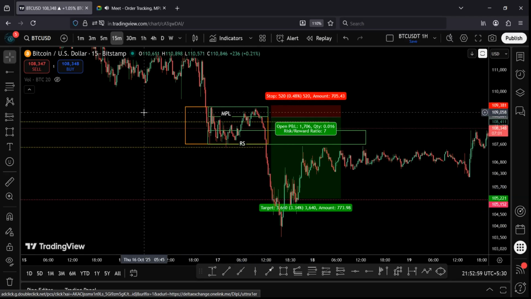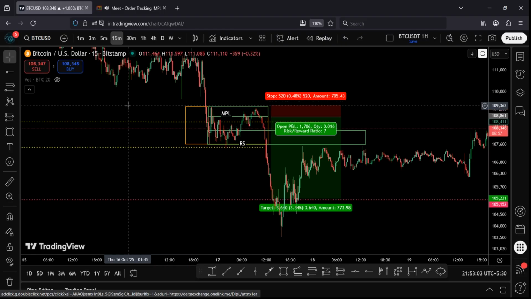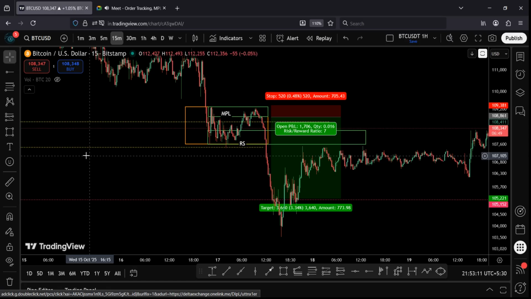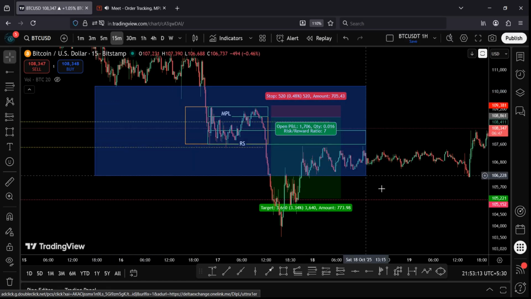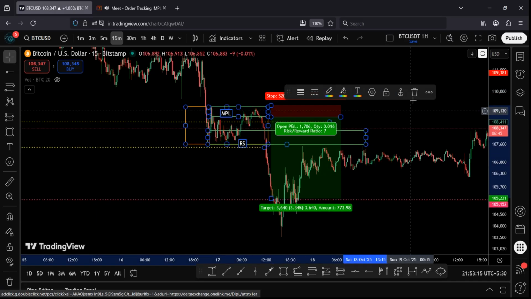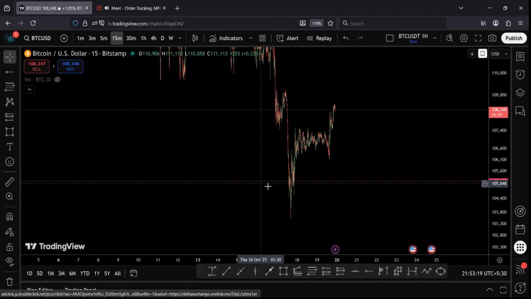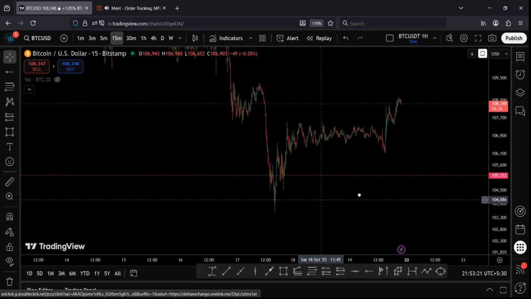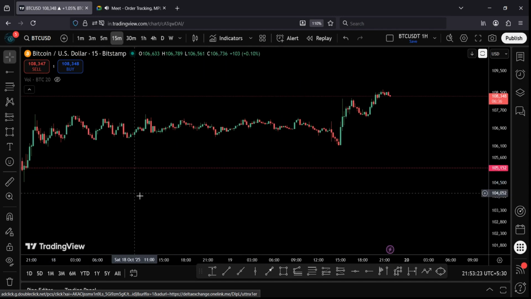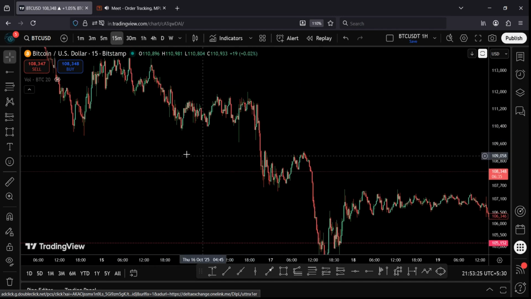Okay, so now let's move to another example. We have time? Yes, we have a bit of time. If anyone has a question, please ask, or we will move to another example. No question? So we have seen one bullish scenario here, and one bearish scenario here.